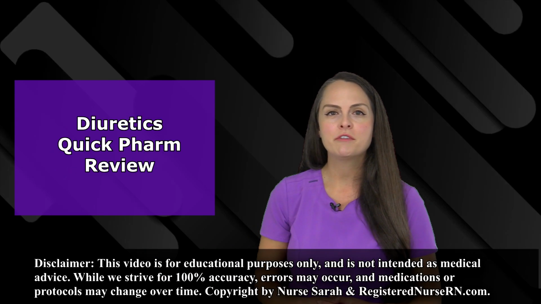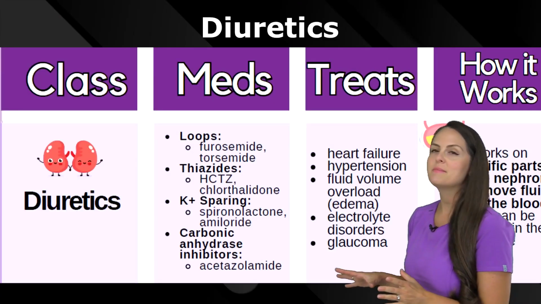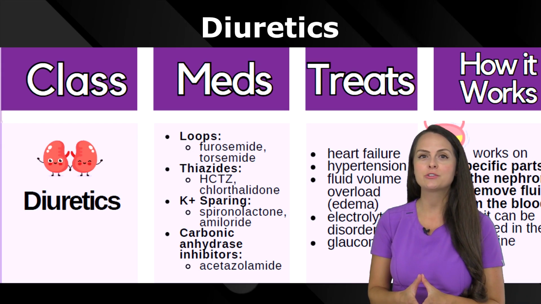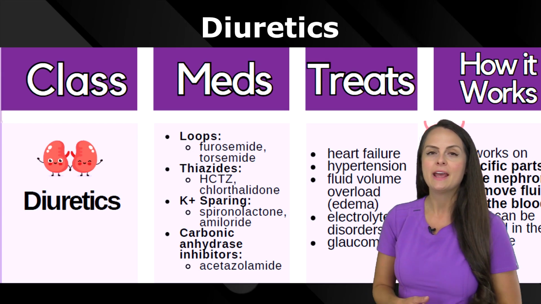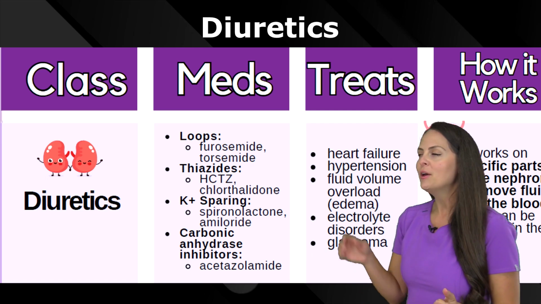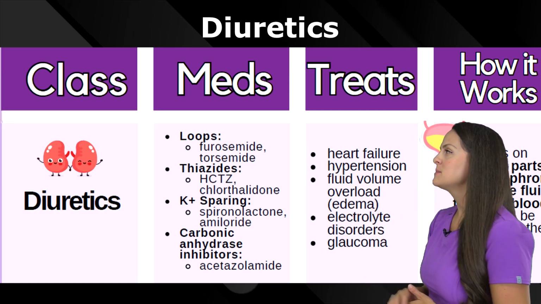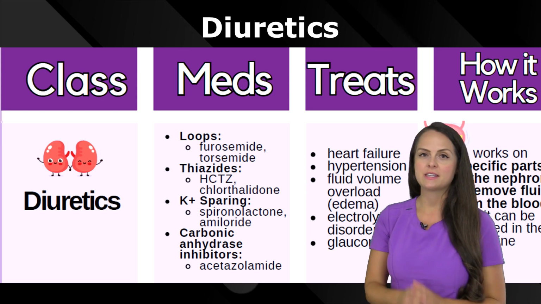Let's do a quick pharm review on diuretics. This class of medication, their whole goal is to increase urination because it's going to rid the body of extra fluid. Now there's 4 groups I want to go over. We have loop diuretics, thiazides, potassium sparing, and carbonic anhydrase inhibitors.